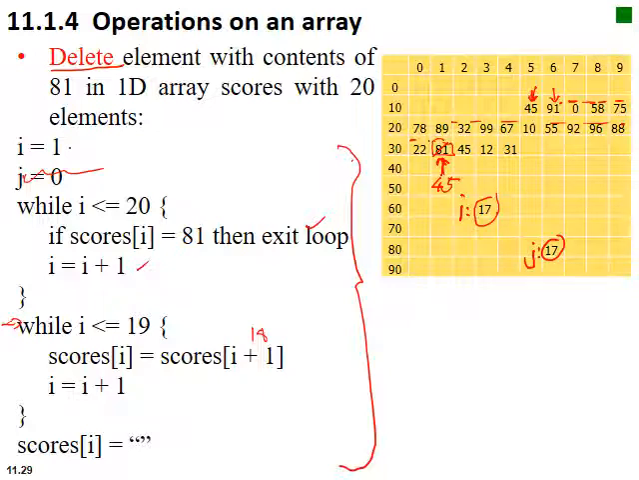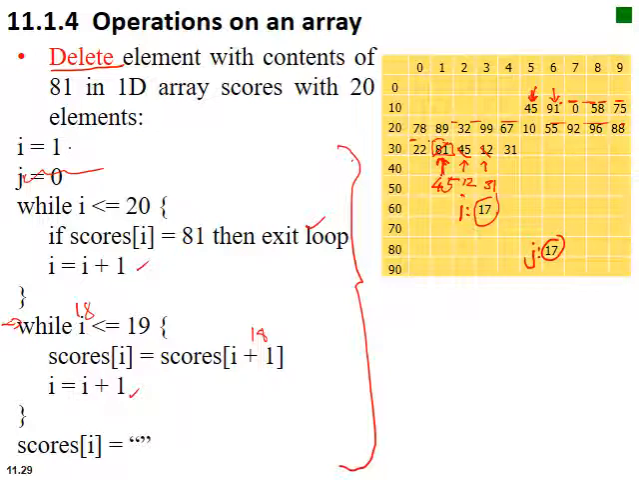Scores 18, sorry. And so we will continue, increase I. I is now 18. Is 18 less than or equal to 19? Yes, it is. So scores 18, which is this one here, will get the value of scores 18 plus 1, which is scores 19, this. So that will become scores 12. And so this process continues. That one over here will become 31.